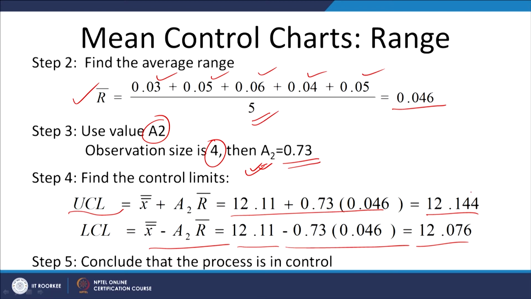So, what it will suggest is that the upper and lower control limits are such that all the average values, the x bar values of the quality characteristic, are falling within the limits. So, the process is under control.